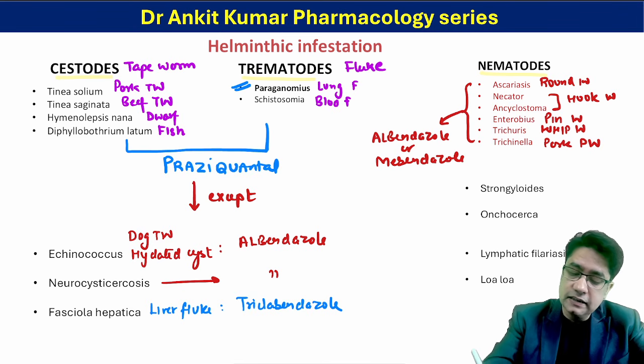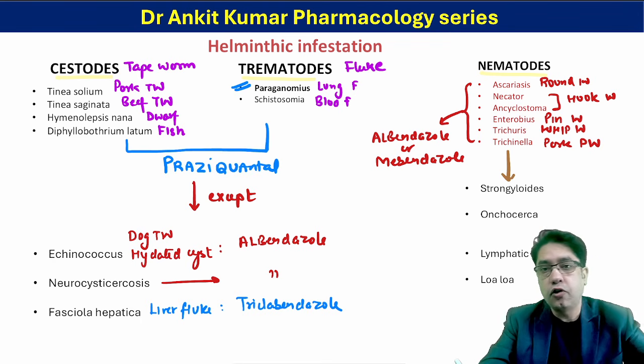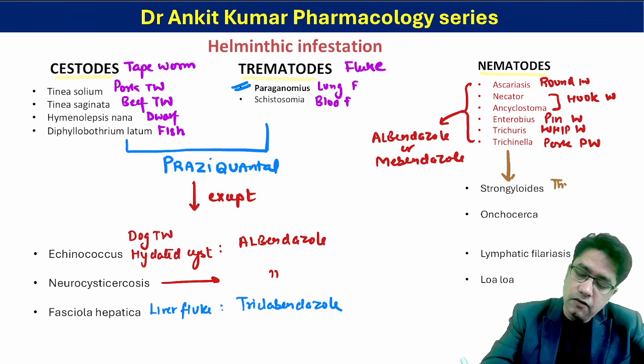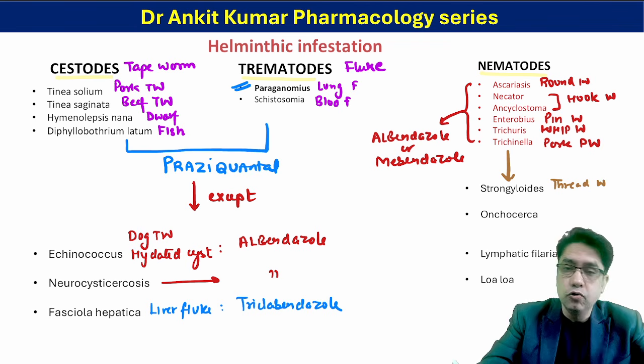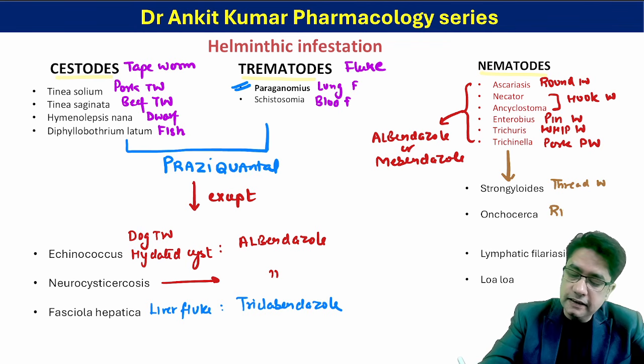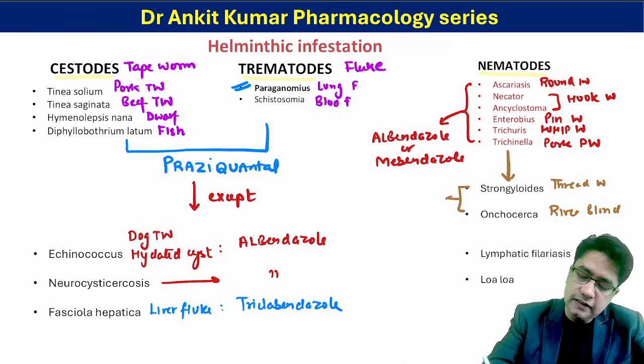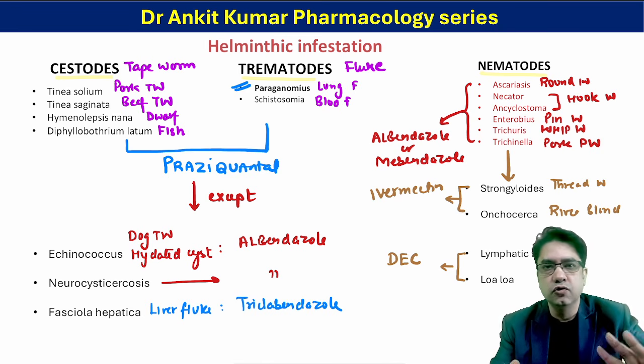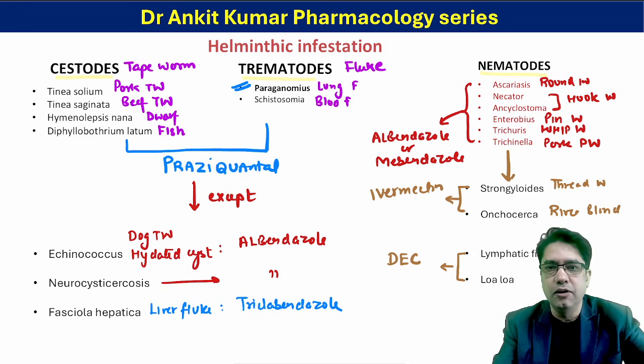Now, again, there are certain exceptions like Strongyloides. Remember, Strongyloides is known as threadworm. Onchocerca, which can lead to river blindness. In these two cases, remember the drug of choice is ivermectin. And lastly, lymphatic filariasis and Loa loa. Here the drug of choice is DEC, diethylcarbamazine. So these are all helminthic infections very commonly asked.